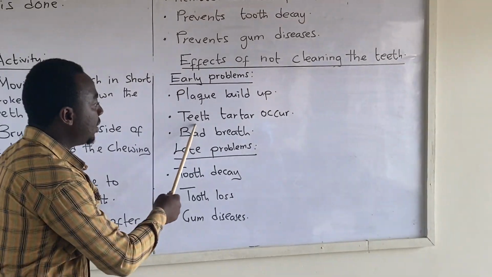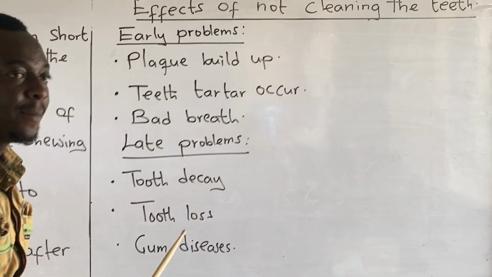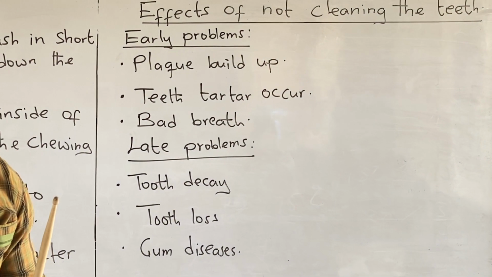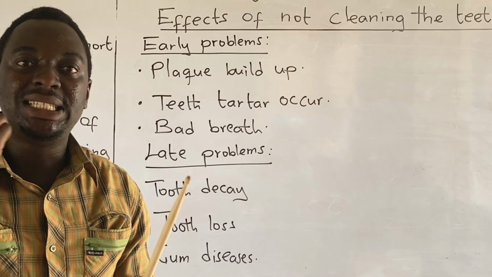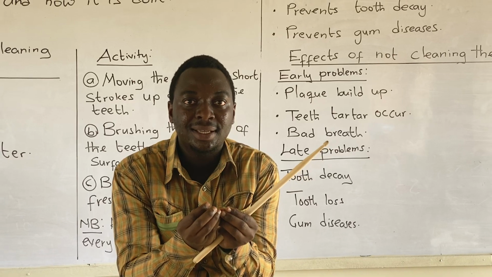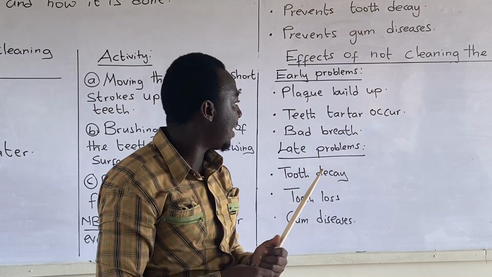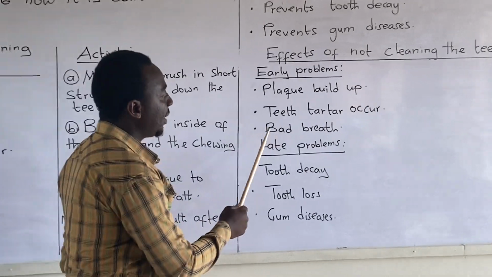2. Teeth tartar occurs. Teeth tartar is when the plaque hardens under your teeth. The yellowish substance will harden, it will become hard, and it will be deposited under your teeth. That is teeth tartar.